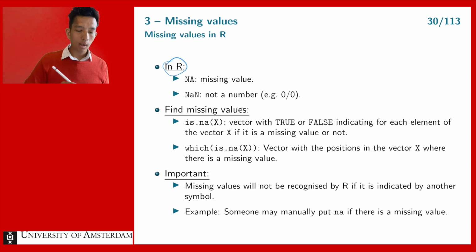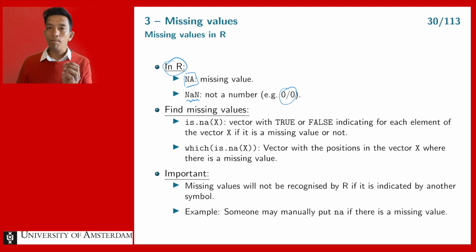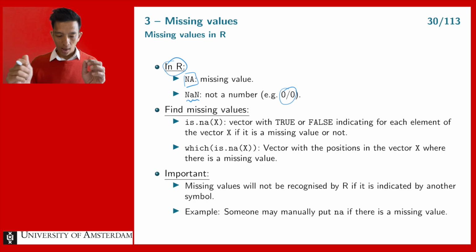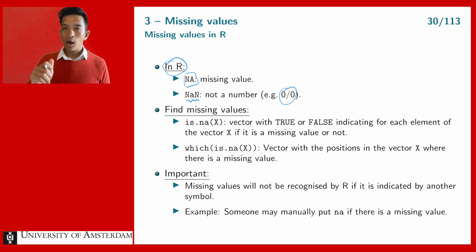In R, missing values are indicated with NA, not available. Sometimes you can have NaN, not a number, meaning that you do, for example, 0 divided by 0. It's not really a missing value, but it's also a wrong value, and you also have to deal with these values, because if you have a column where you have NaN, then you still cannot calculate your average. So these are the entries for our variables that you have to spot.